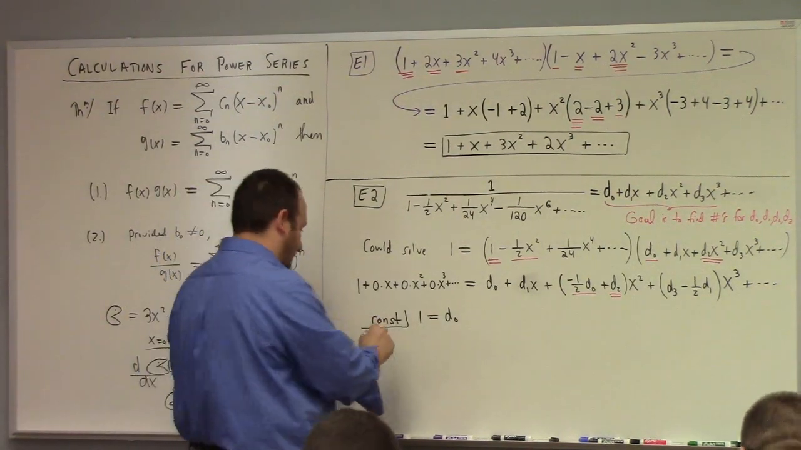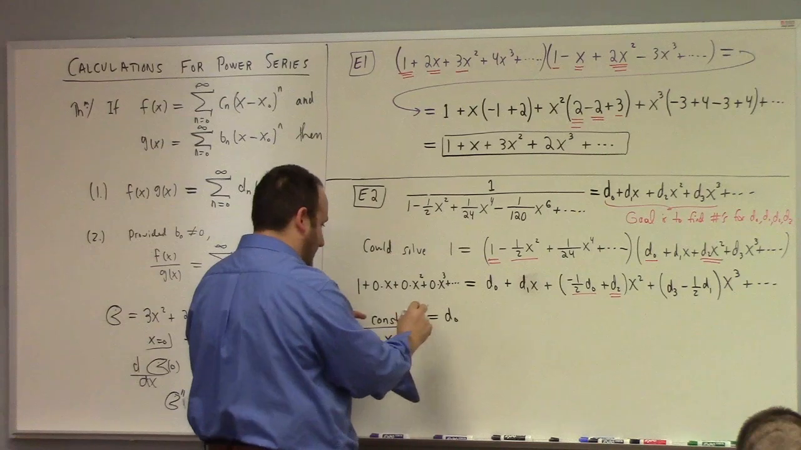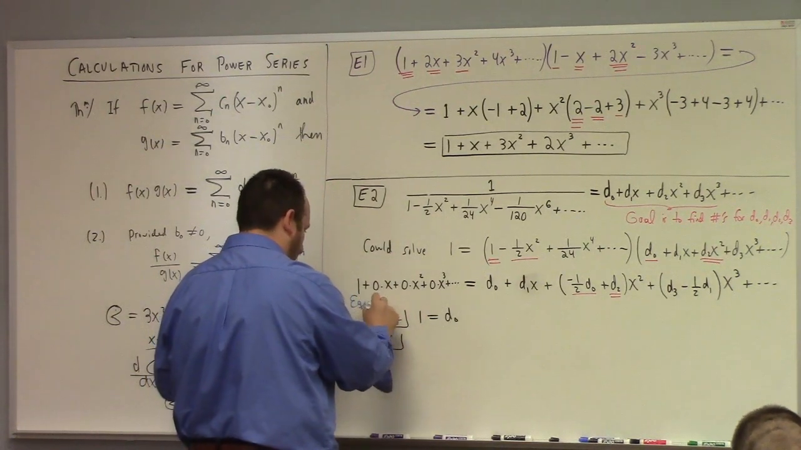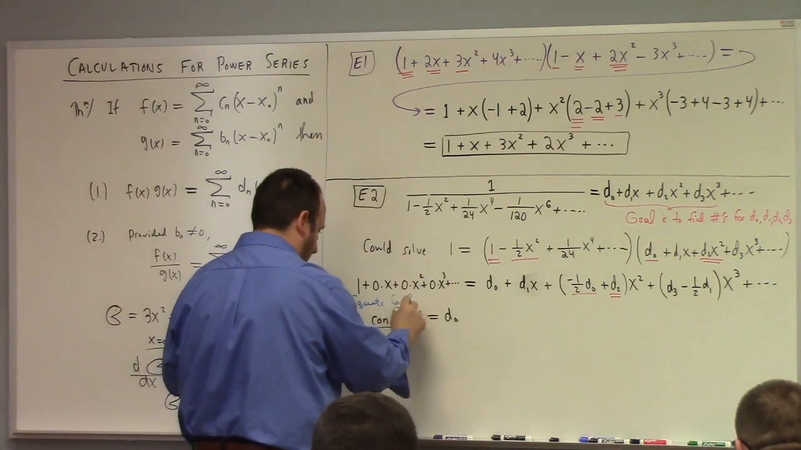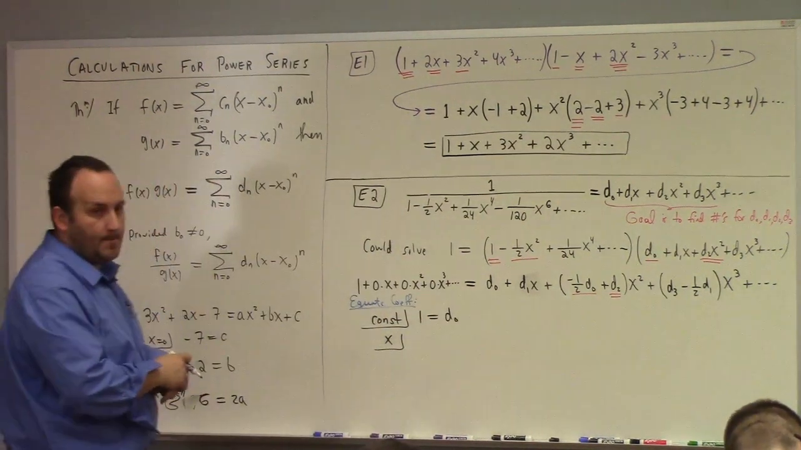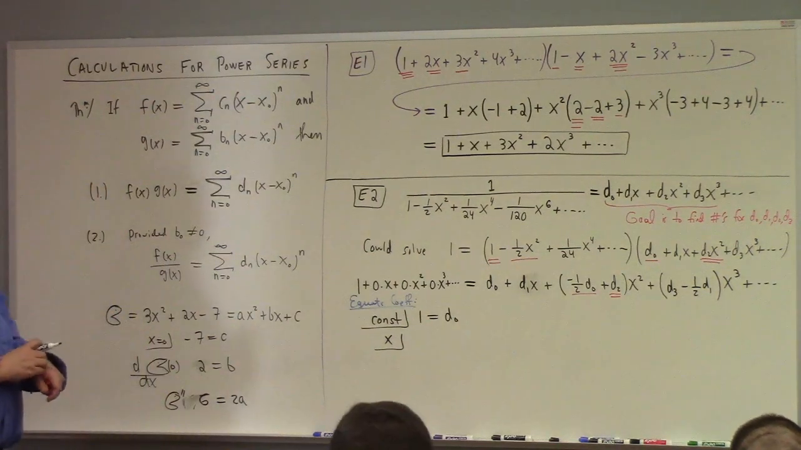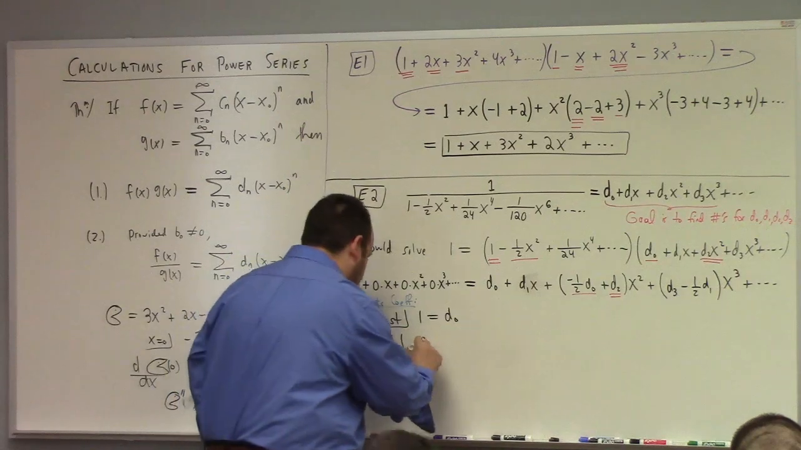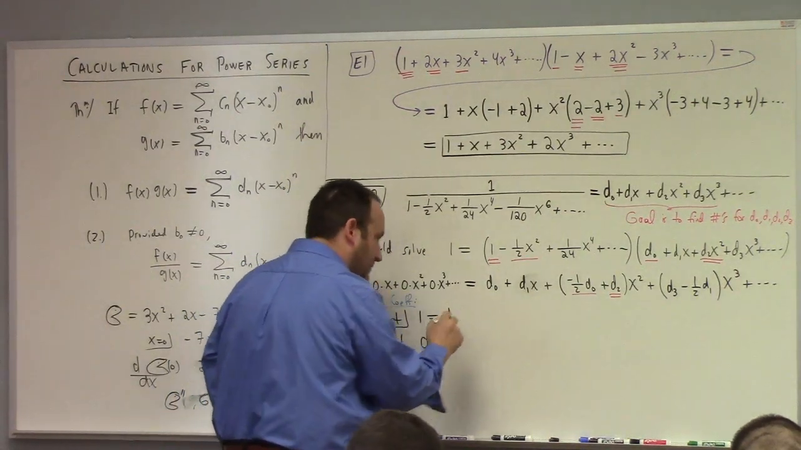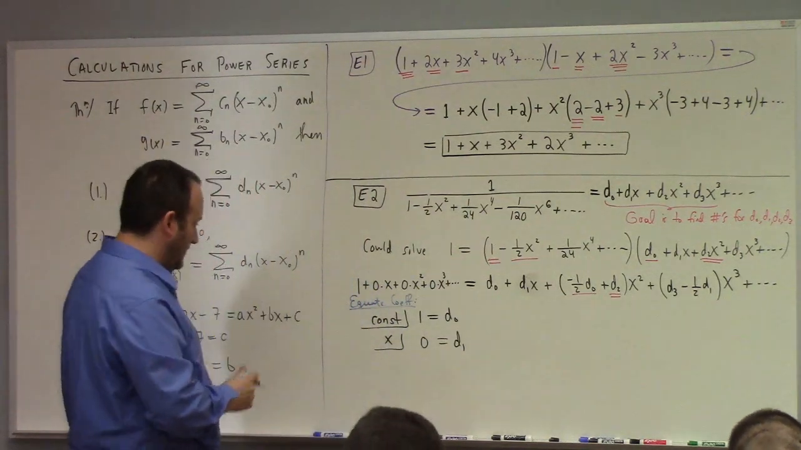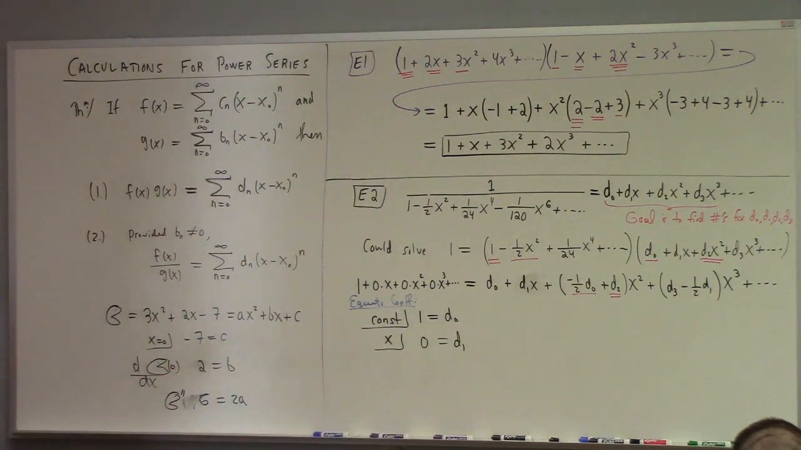And then how about x? Equating coefficients of x, what do we got? We got 0 equals, what is it? d1. Well, that was also a pretty easy equation to solve, right?